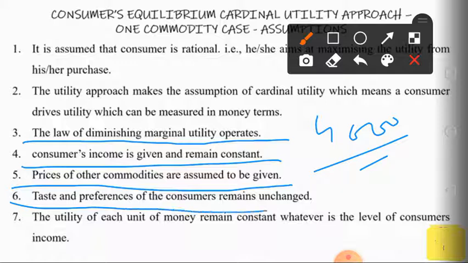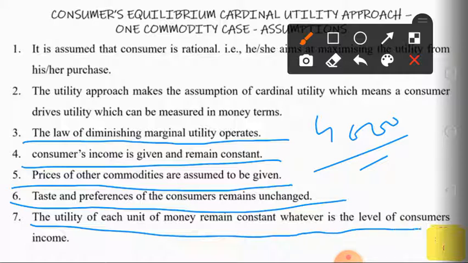Taste and preference of the consumer remain unchanged. Definitely, suppose he is purchasing some mangoes, so he must be interested in mangoes, not in apples. Otherwise, she will shift to apples. So it is a necessary condition that taste and preference of the consumer remain unchanged during the process. The utility of each unit of money remains constant, whichever is the level of consumer's income. Exactly, whatever level at which we are purchasing the commodity, the utility of money should remain constant at all levels.